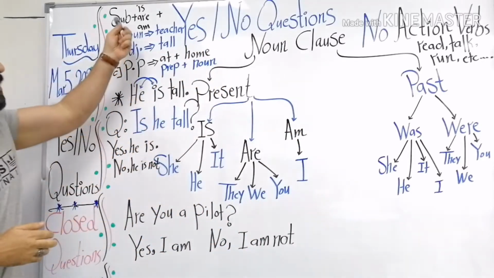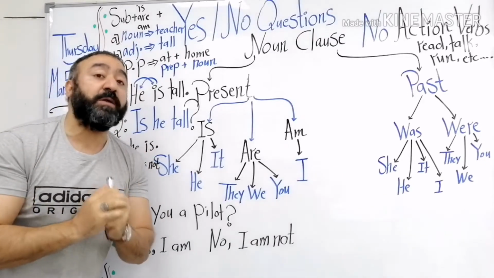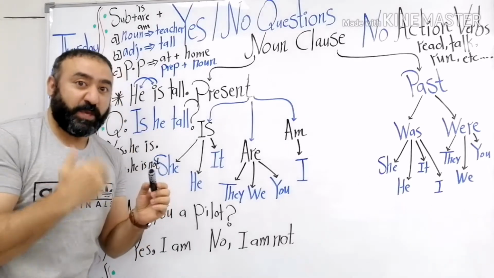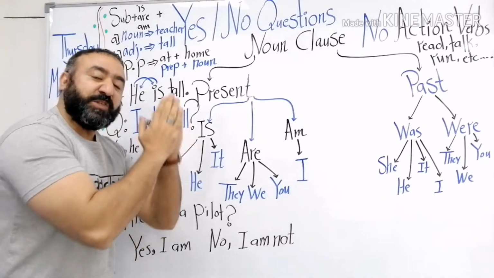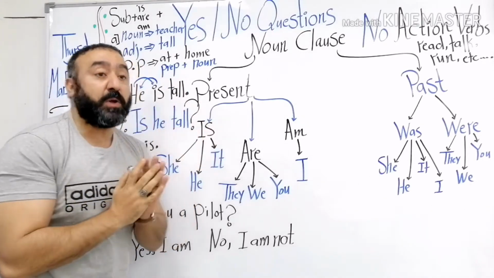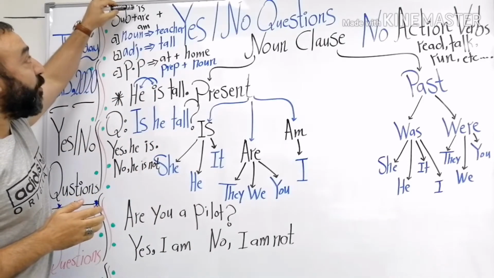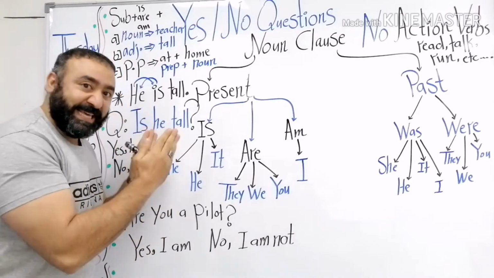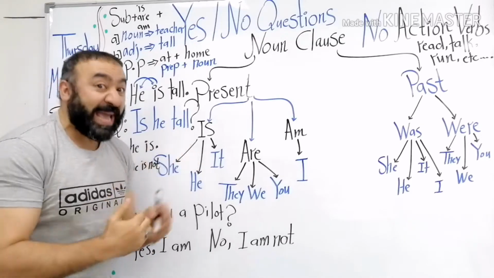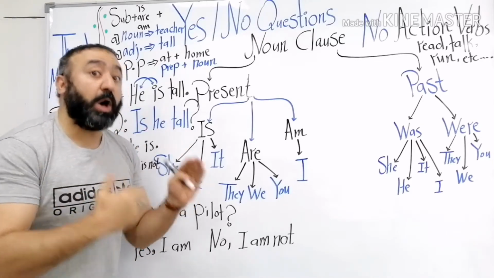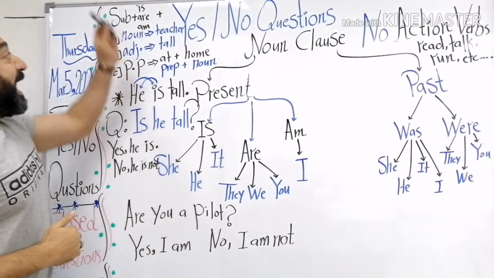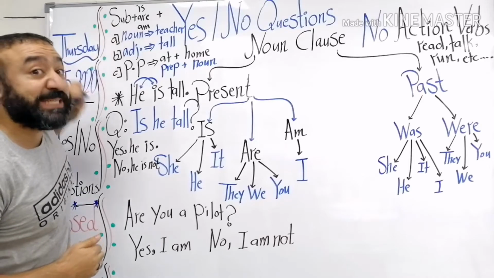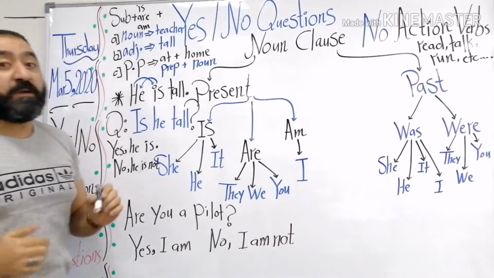Here we have the three different parts of the noun clause. At first, we have the subject. This is the first part of the noun clause. Then we have one of these three linking verbs or main verbs: is, are, or am. And finally, we have one of these three parts. So you can use a noun after the linking verb.